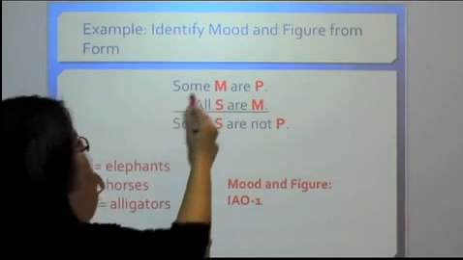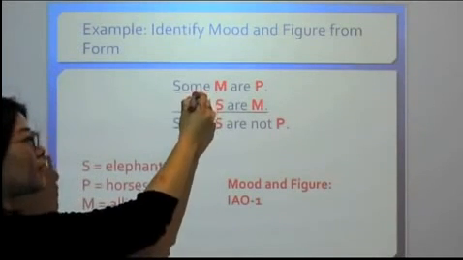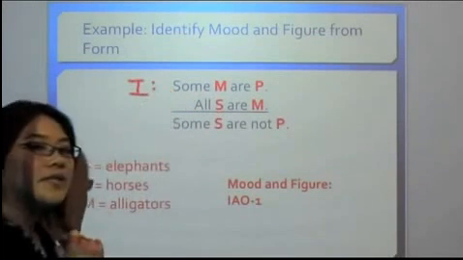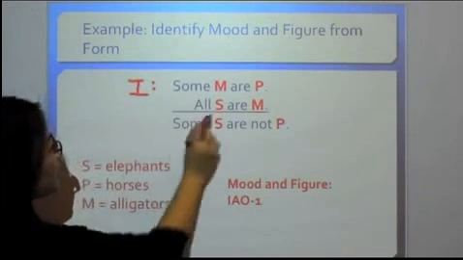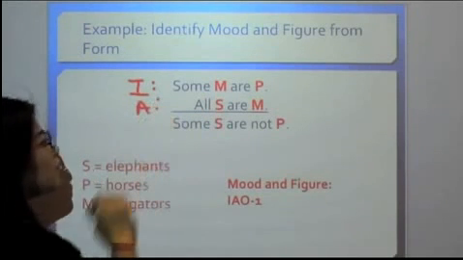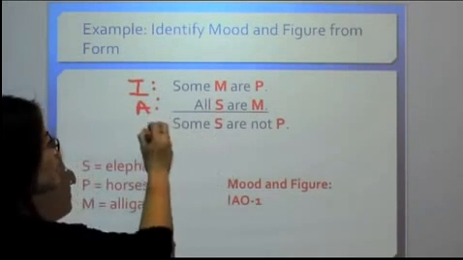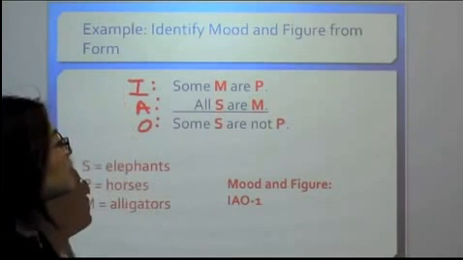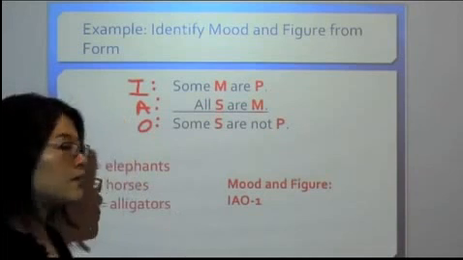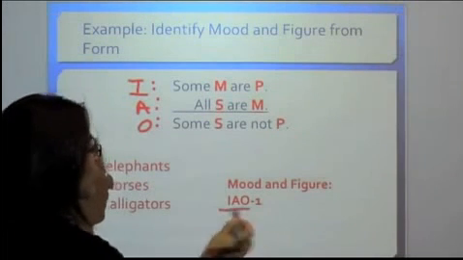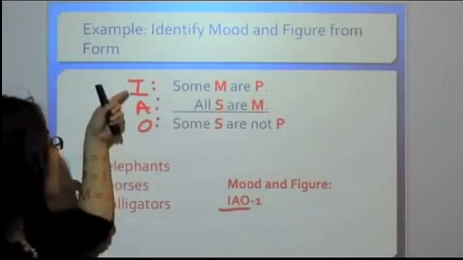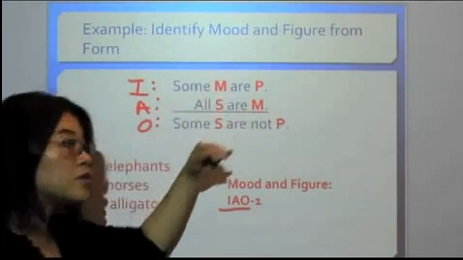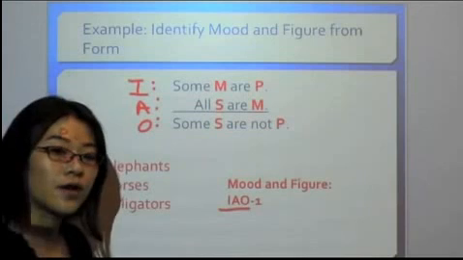So here we have an I-type standard form categorical statement, and here we have an A-type standard form categorical statement, and this is an O-type standard form categorical statement. So this will tell us that the mood of this argument is IAO, okay? So IAO, and remember, this is in standard form, so we know that the premises are in the correct order.